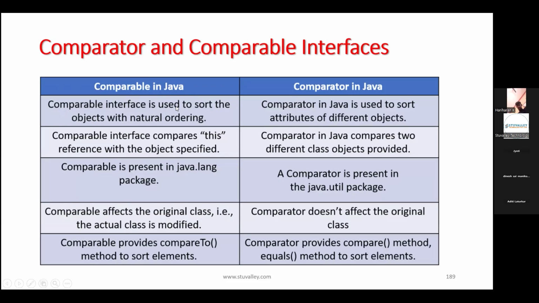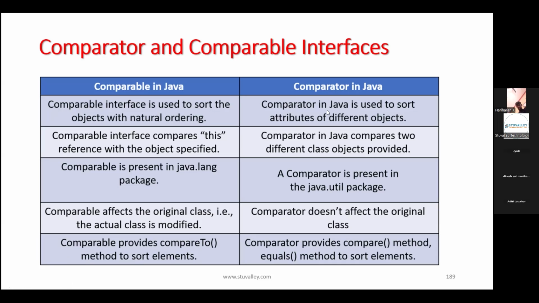The Comparable interface is used to sort the objects with natural ordering. The Comparable interface compares this reference with the object specified. Comparable is present in the java.lang package. Comparable affects the original class, that is, the actual class is modified. Comparable provides the compareTo method to sort the elements.